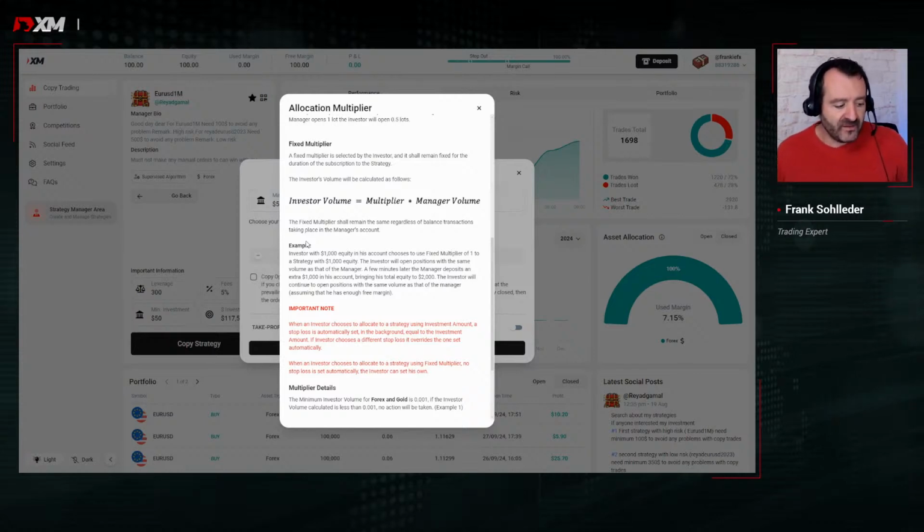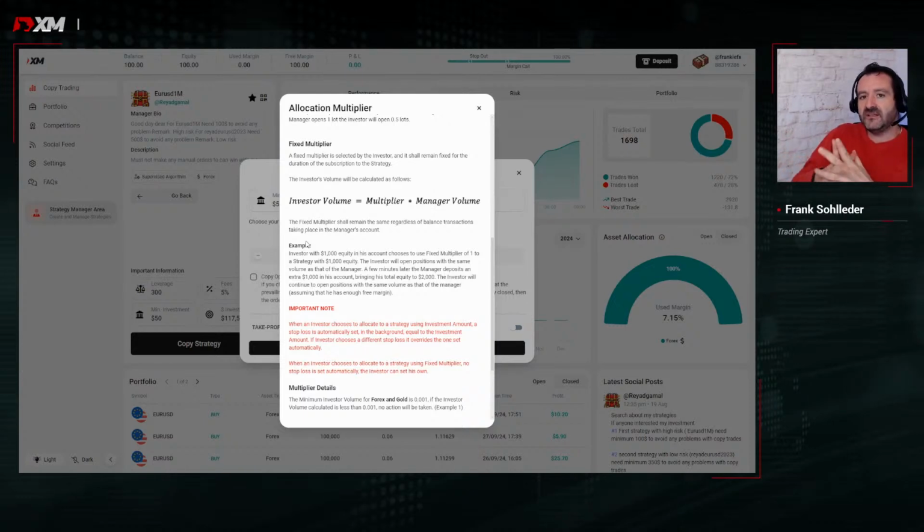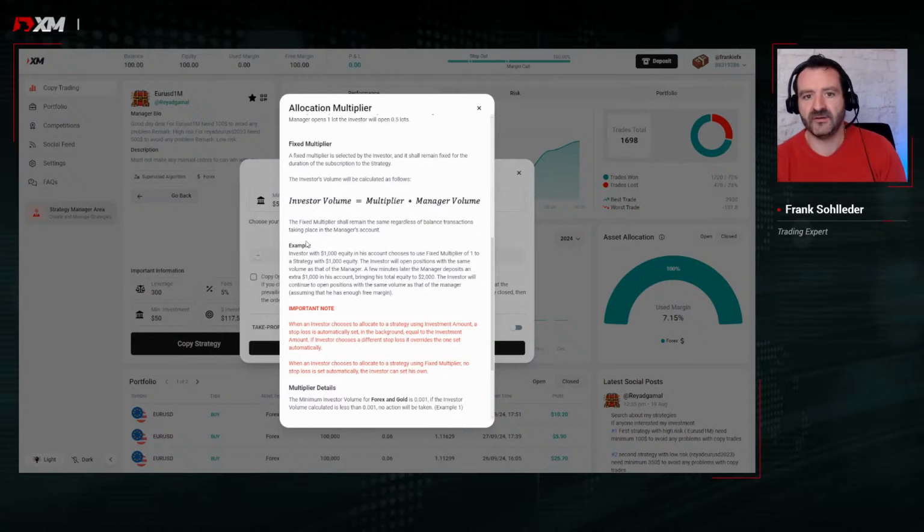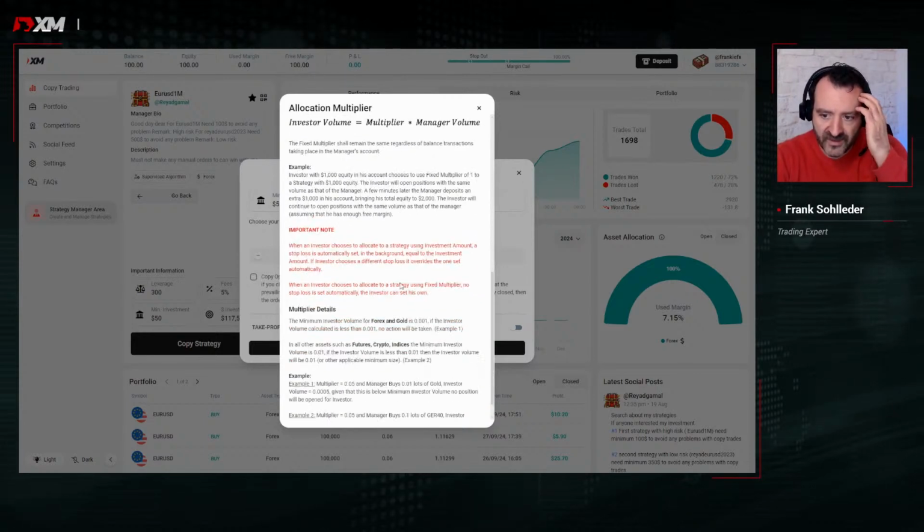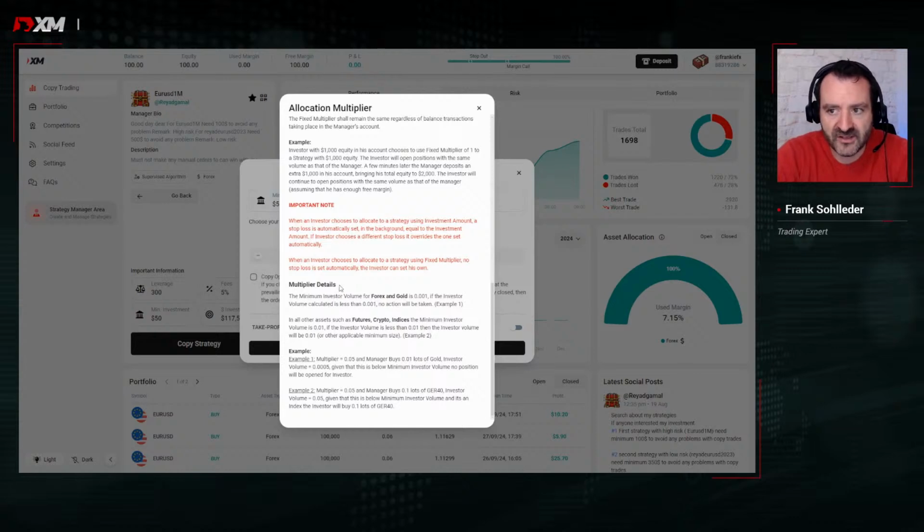So when the manager increases his account and then suddenly trades 2 lots, but your account stays on the same amount, you also trade 2 lots. So you're always trading the same size. That's it. That's actually it, on the other hand, right? That's all. And then you can still read here a little bit about the multiplier details and so on.